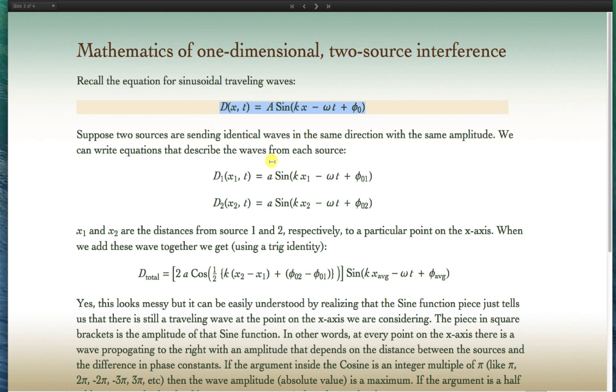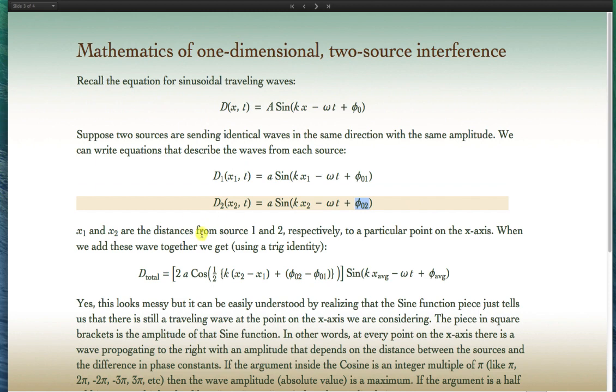So we have two sources. So we're going to have two equations, one for each source: the displacement of the medium due to source 1 and the displacement of the medium due to source 2. We'll assume that both of them are exactly the same in terms of their amplitudes. The individual amplitude is a, little a, we'll call it. So each source vibrates the medium in exactly the same way with the same amplitude, same wavelength, wavelength is embedded inside of k here, and same frequency, omega. And they may have different phase constants, phi 01 or phi 02.